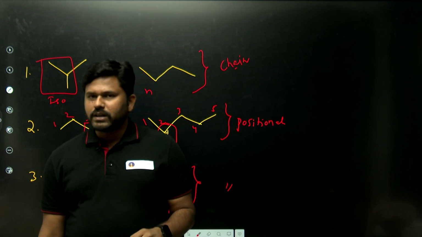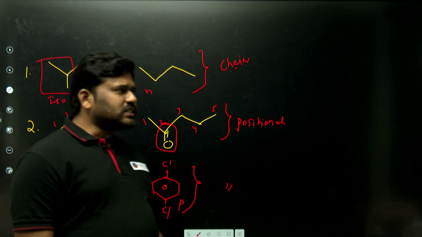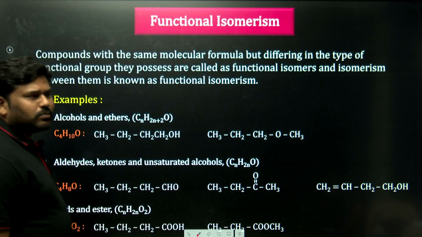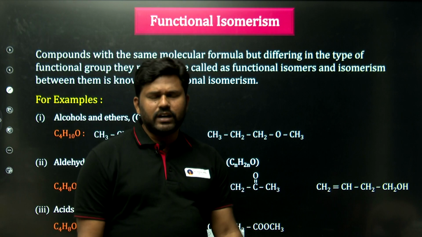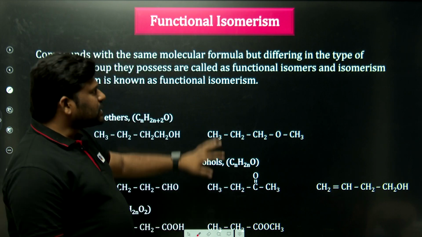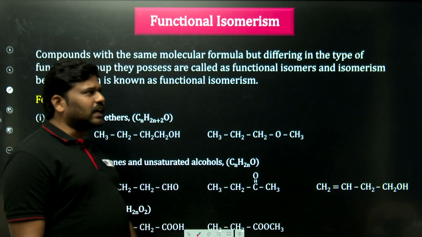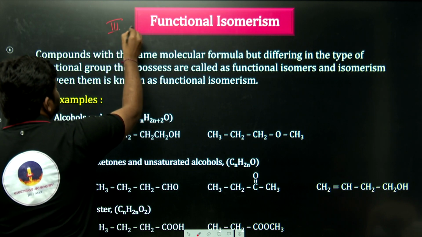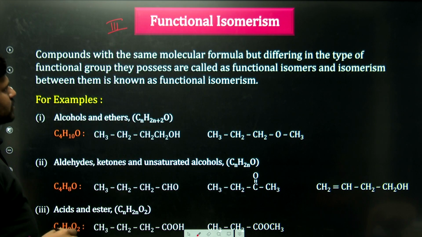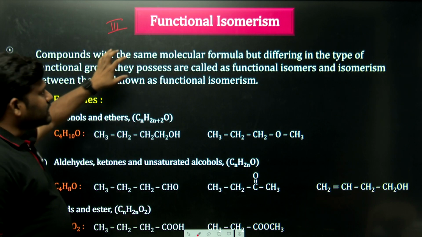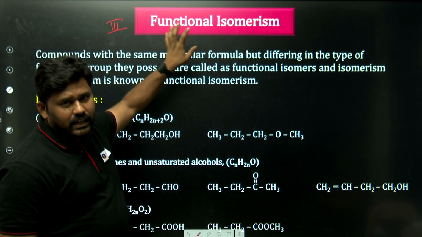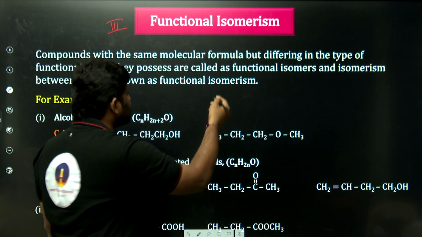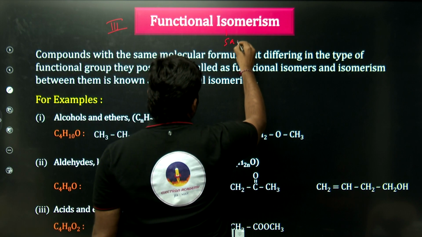So these are the structural examples. The first one, chain isomerism, over; the second one, positional isomerism, over. Now we are moving to functional isomerism, very important for all competitive exams. What are functional isomers? Functional isomerism is the third type of structural isomerism. In the name itself, the functional group is different. Iso means same molecular formula.